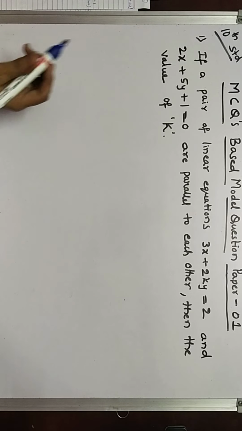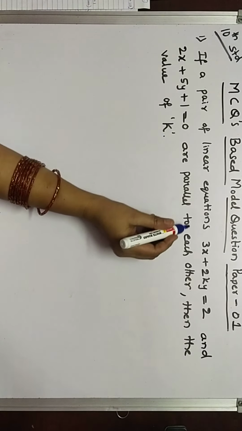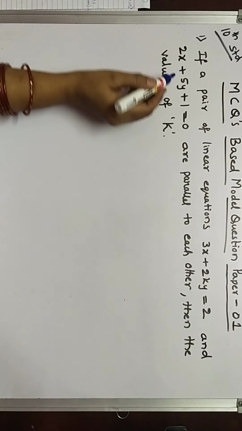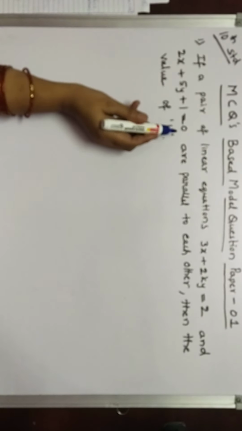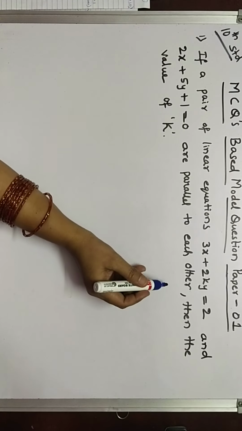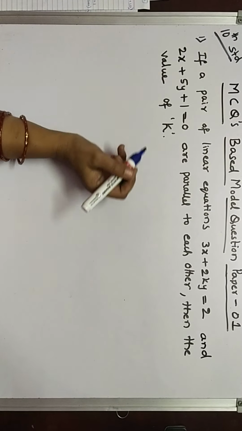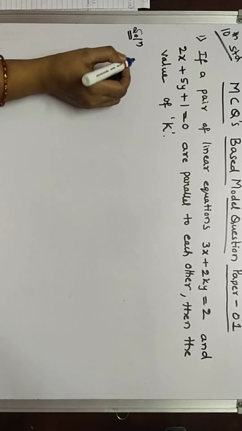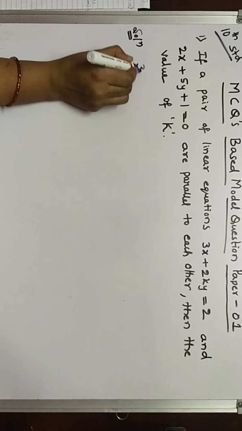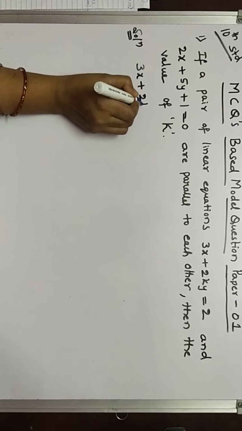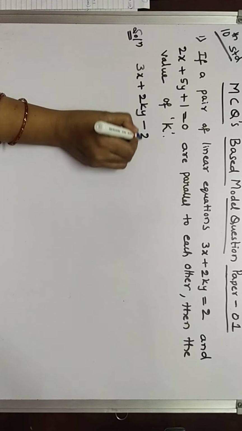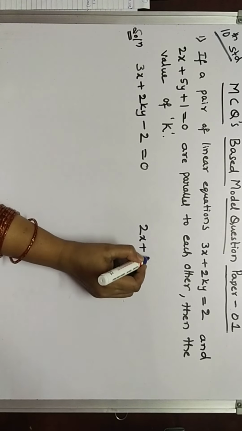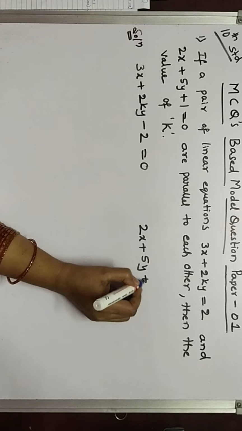In that first question, if a pair of linear equations 3x plus 2ky is equal to 2 and 2x plus 5y plus 1 is equal to 2 are parallel to each other, then the value of k. So the solution is, first you write those equations in standard form. Okay, so 3x plus 2ky minus 2 is equal to 0, and another equation 2x plus 5y plus 1 is equal to 0.